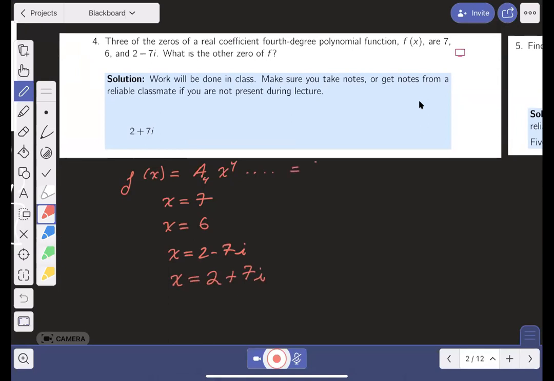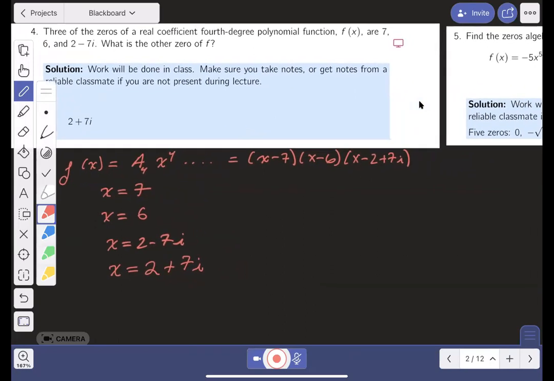You could do this: x minus 7, x minus 6, x minus, well, a complex root, that would be x minus (2 plus 7i). And the next root would be x minus (2 minus 7i). You could multiply that. I don't think they asked for that, though. What do they ask for? What's the other zero? It's this guy. Look at the key, and I'm seeing that.